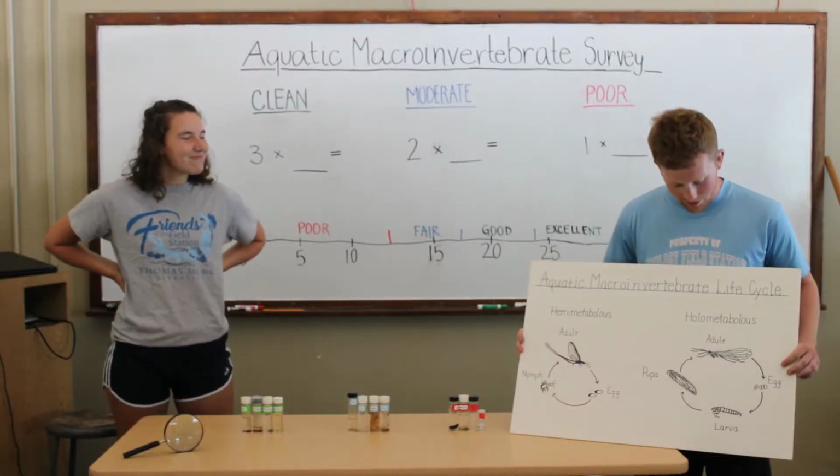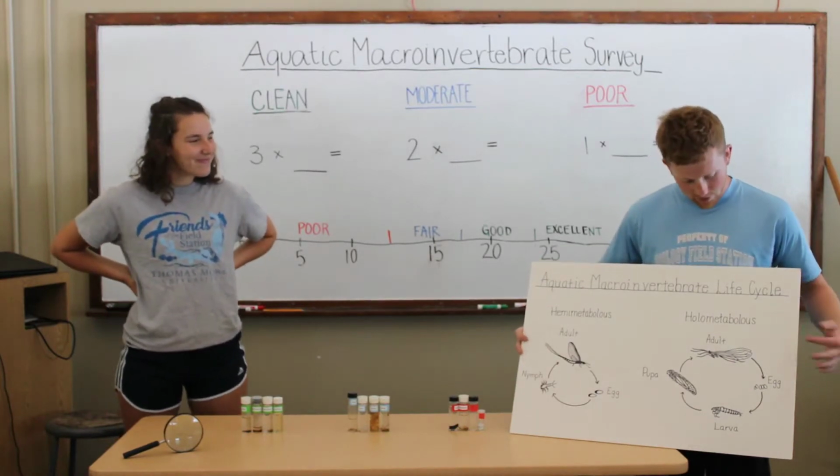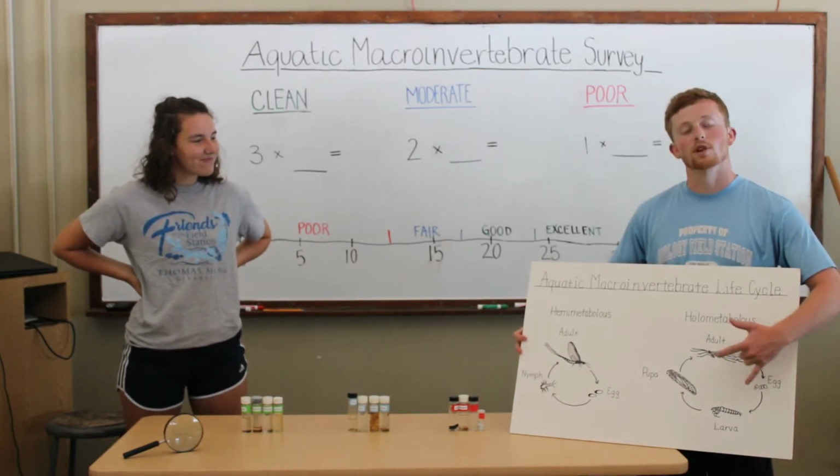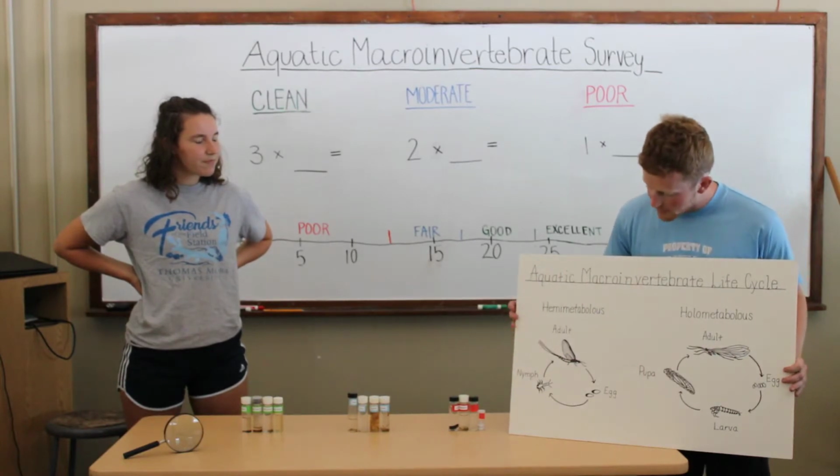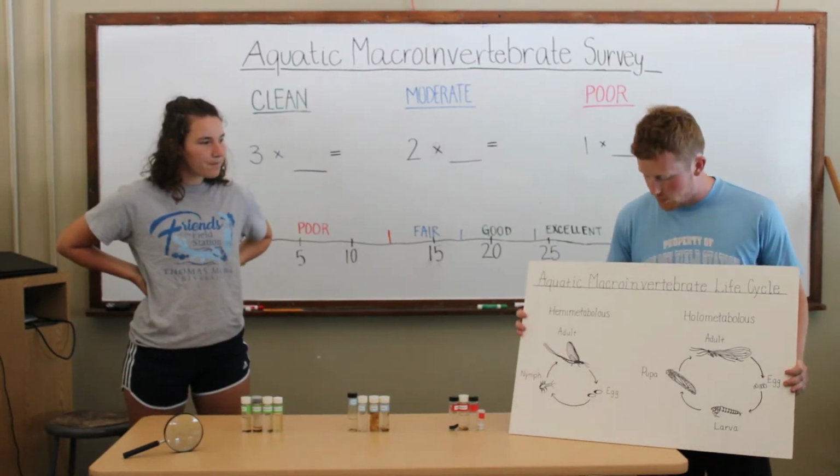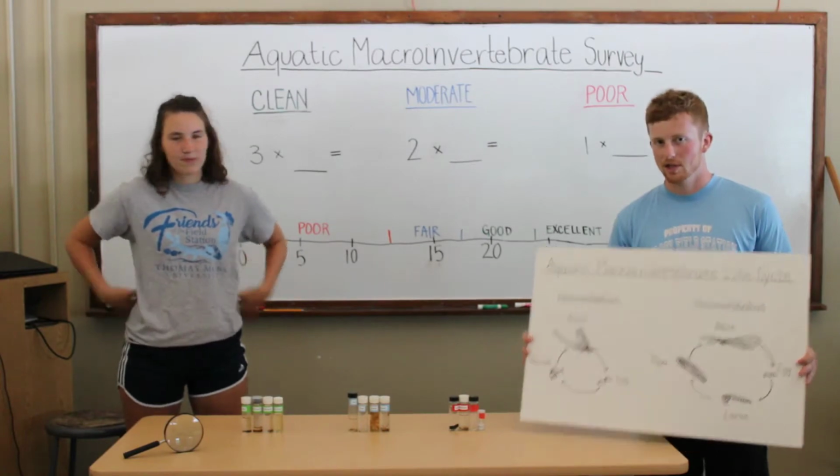There are two different kinds of life cycles. One is holometabolous, where the egg develops into two different forms, a larva and a pupa, before becoming an adult. On the right side, we have hemimetabolous, where it just goes from egg to nymph to adult.